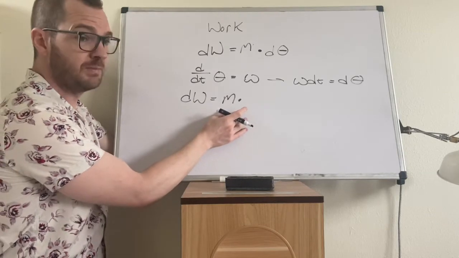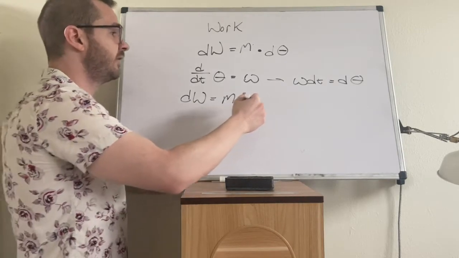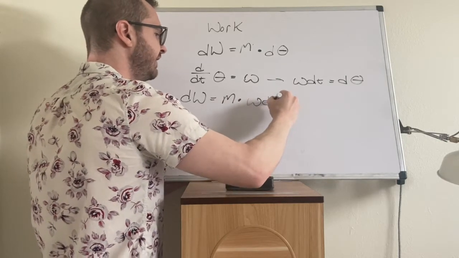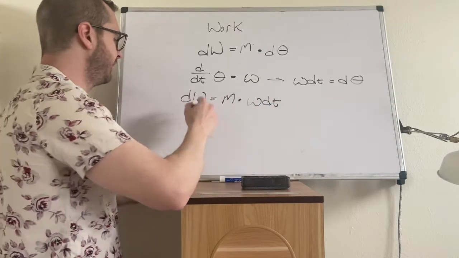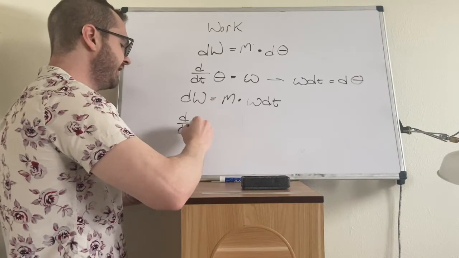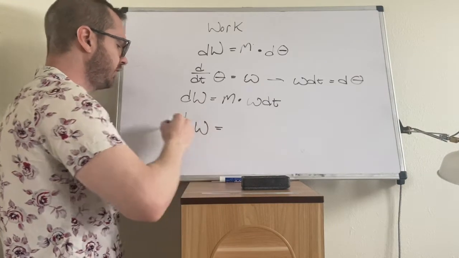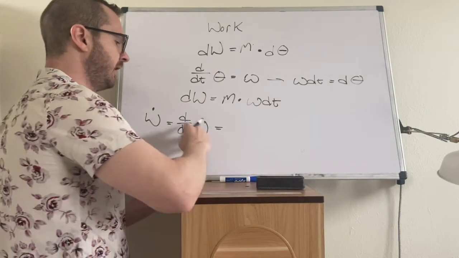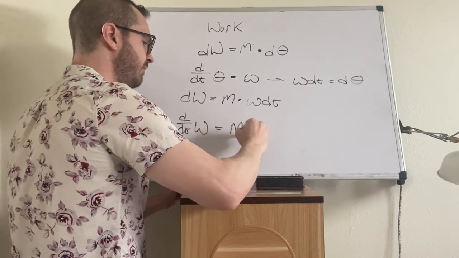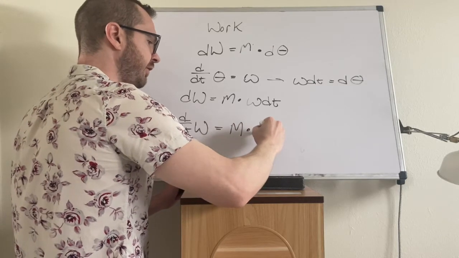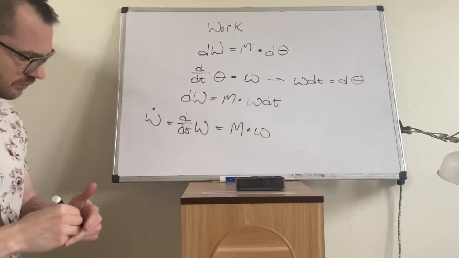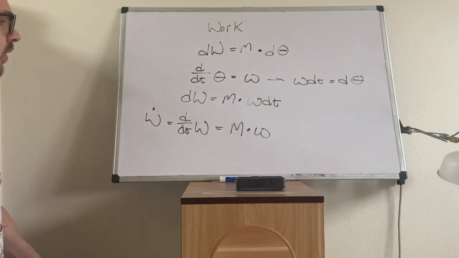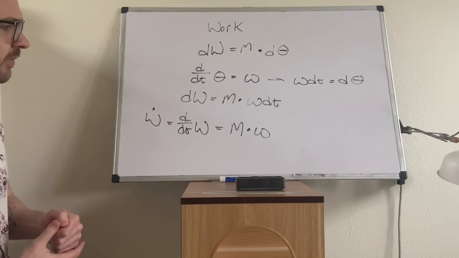dW is equal to the moments, which are a vector, dotted with, I'm going to bring this down, omega dt, and of course we divide by the dt on both sides. So d/dt of the work, which you can also write as W dot, is equal to the moments dotted with omega. This form of the equation is useful for things like pumps or electric motors, turbines, etc.